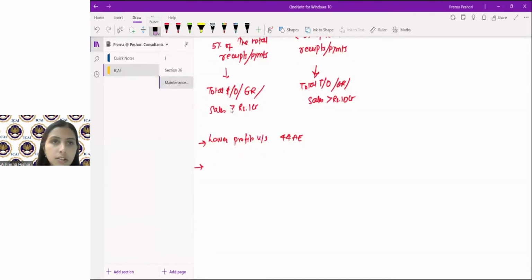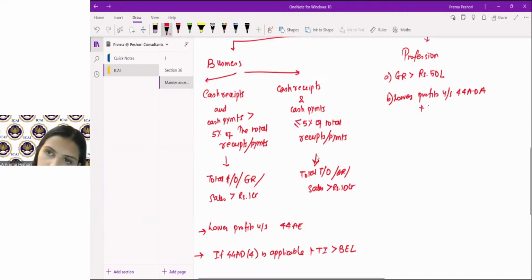Instead of lower profits, let's write if 44AD(4) is applicable. That is, if you have not offered as per 44AD in any of the 5 previous years, plus the total income exceeds the basic exemption limit. Are we clear? Here also you should write lower profits under 44ADA plus total income exceeds the basic exemption limit. Clear? Then in that case, you have to furnish the audit report.